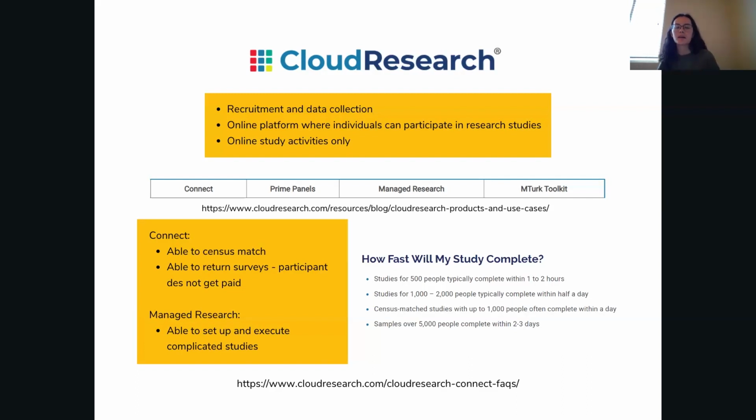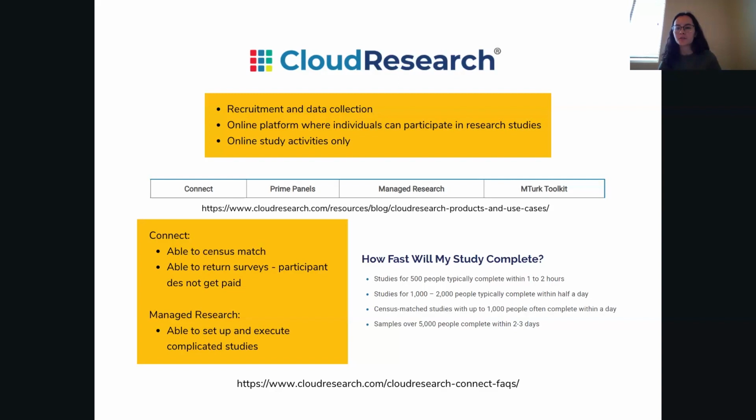So Connect has an online platform that participants log in to where they can see what studies are available for them to complete. With Connect, you're able to census match your participant sample and able to return responses if you don't think that the participant was being thoughtful while completing the study. In those cases, the participant does not get paid, and Connect Research will resample that participant. Managed Research uses the same site as Connect to recruit and enroll participants, but if you have a complicated study such as linking to external sites other than your standard survey sites like Qualtrics or SurveyMonkey, they are able to code and set that up for you.